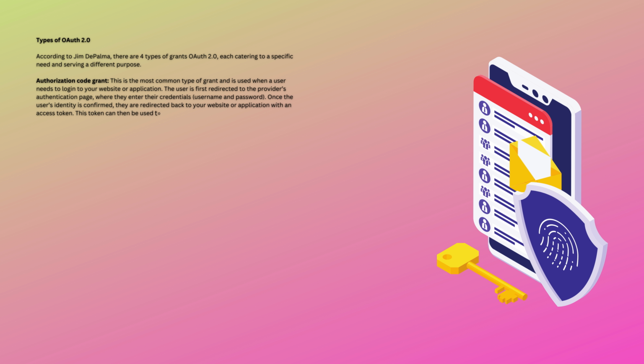Types of OAuth 2.0. According to Jim DePalma, there are 4 types of grants in OAuth 2.0, each catering to a specific need and serving a different purpose. Authorization code grant. This is the most common type of grant and is used when a user needs to log into your website or application. The user is first redirected to the provider's authentication page, where they enter their credentials, username and password. Once the user's identity is confirmed, they are redirected back to your website or application with an access token. This token can then be used to access the protected resources.